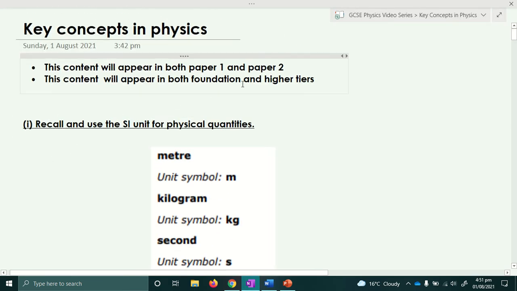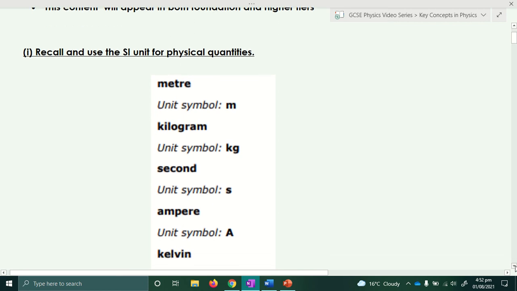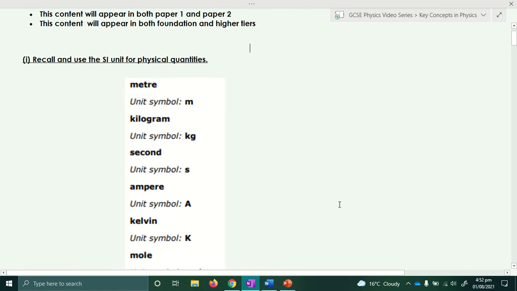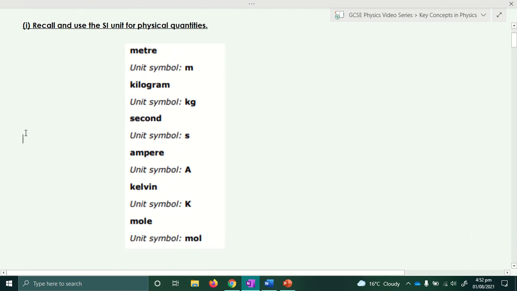Everything I'm going to do in this video is included in both foundation and higher tiers. So there's not going to be any differentiation between the two in this video, but for most of the other videos there will be. So let's start off with part 1 of section 1, looking at recalling the SI unit for physical quantities. Let's just dig into a few things here that it's worth knowing about.